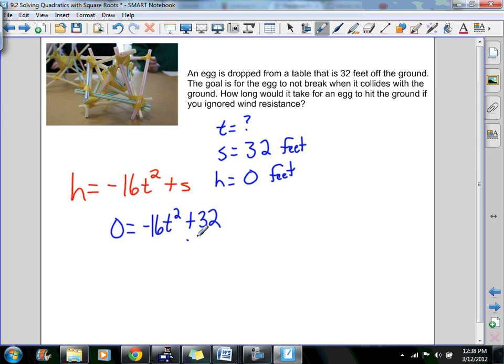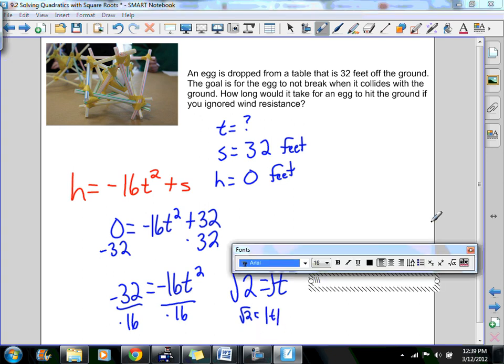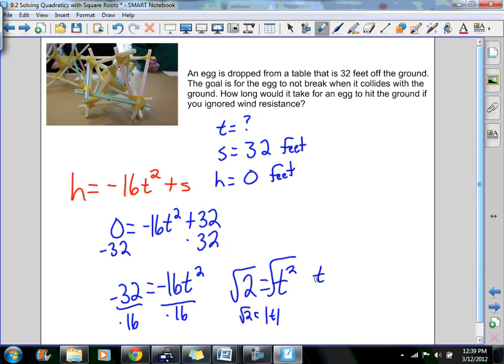So from here, we're going to subtract the 32 from both sides. We get negative 32 is equal to negative 16 t squared. We divide by the negative 16. And so we get 2 equals t squared. Now we can solve using the square roots. And therefore our answer is t equals plus or minus the square root of 2.